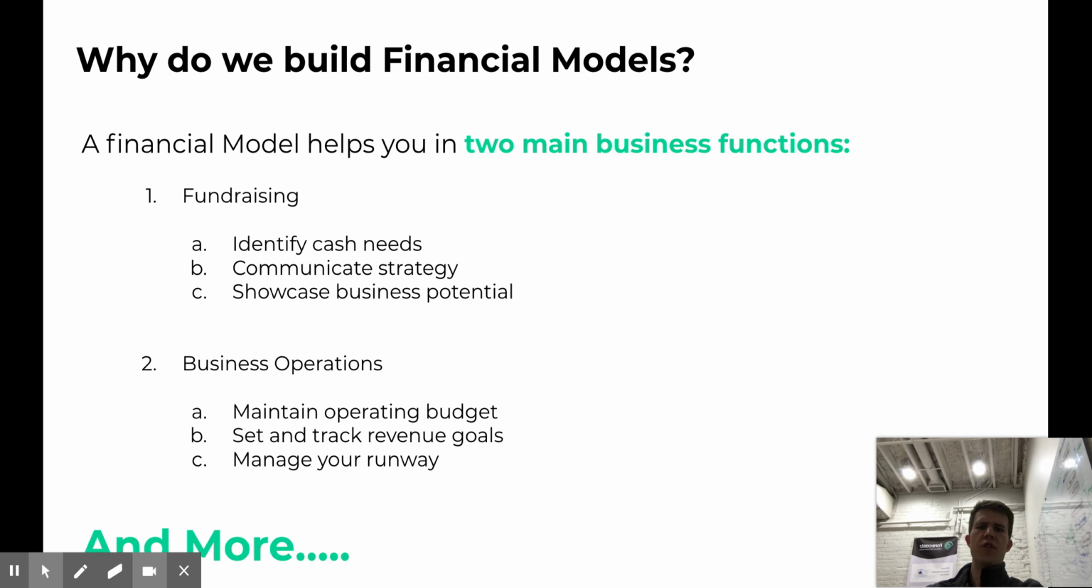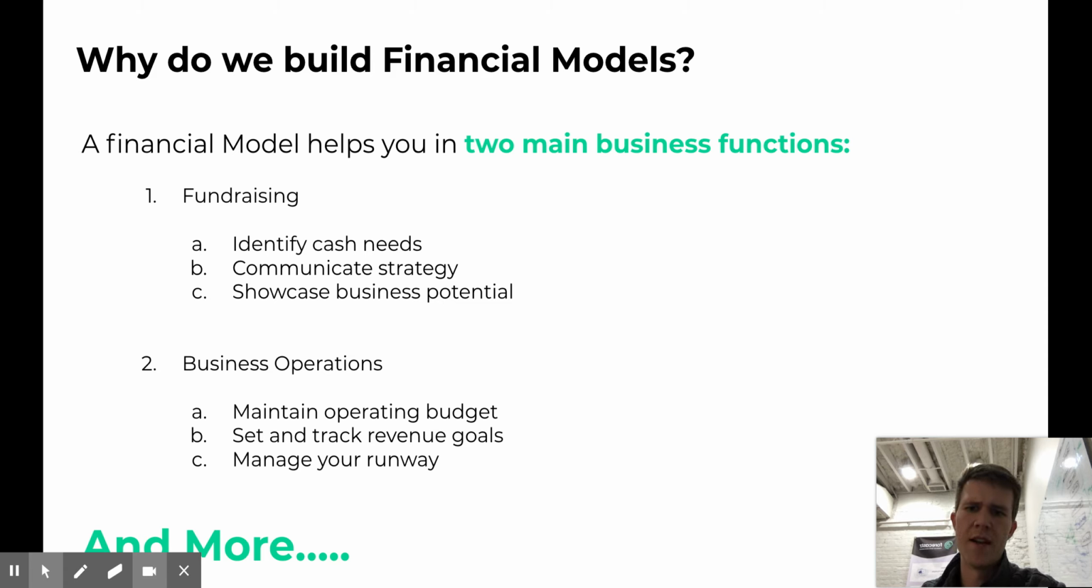So there are a lot of use cases to a financial model, but they really boil down into two main business functions. So the first one, and the one that I think unfortunately is most associated with financial modeling, is fundraising. Whenever companies go out and they hit the funding trail, they enter into due diligence, and investors want to see their financial model and their set of revenue projections.